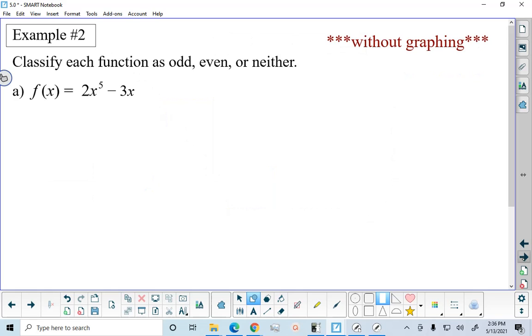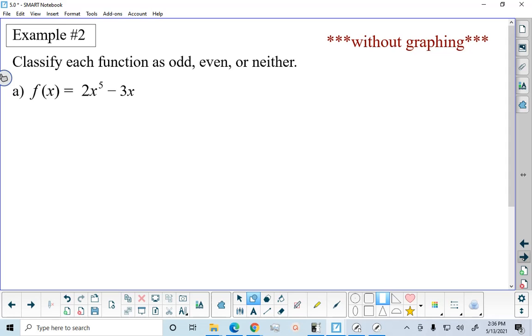So, one question, 3 parts. Classify each function as odd, even, or neither without graphing it. So we want to know if this is odd or even or neither. So what we could do is this, and I don't want you to do this. You could if you wanted to, but you don't need to.